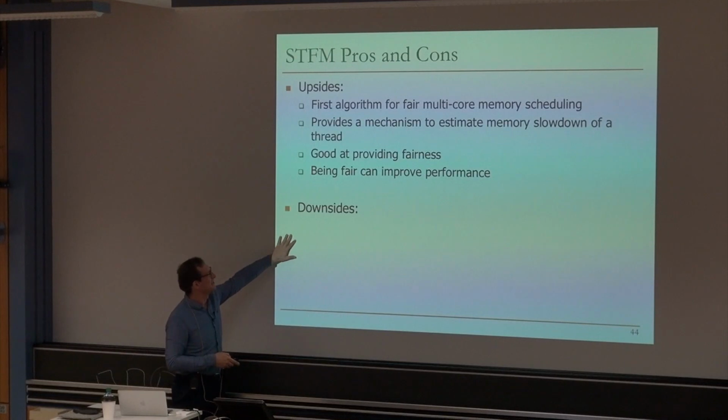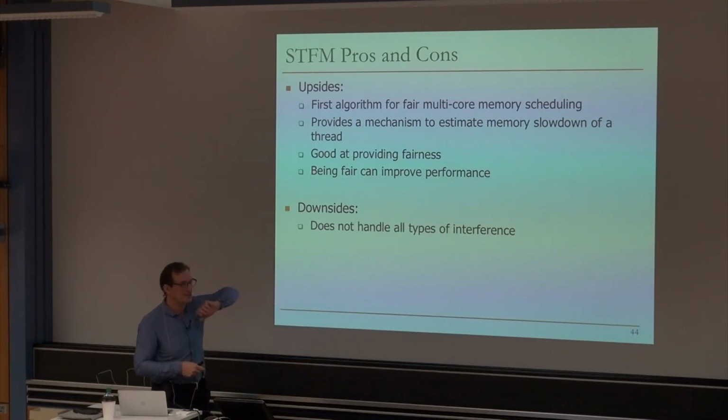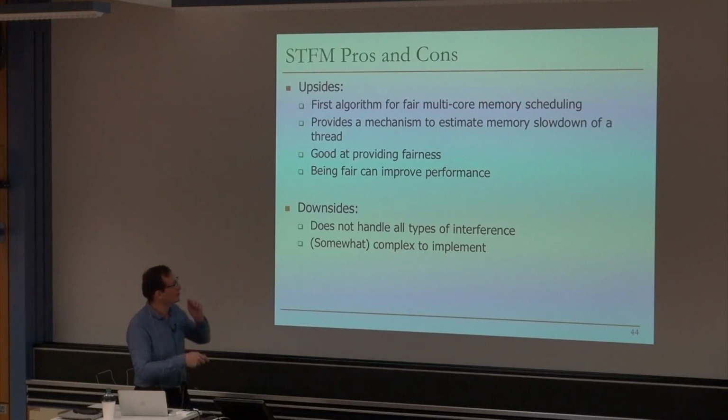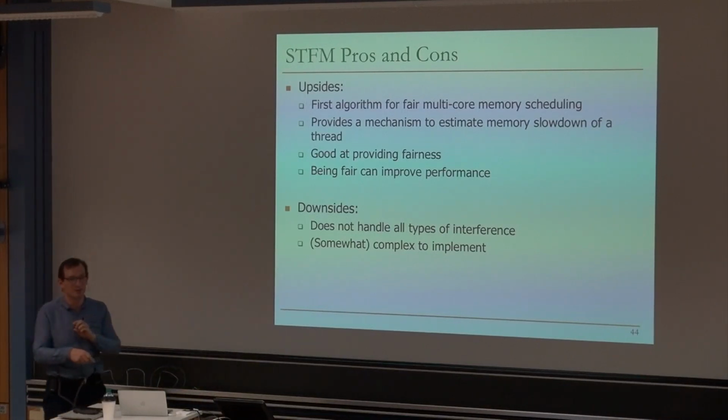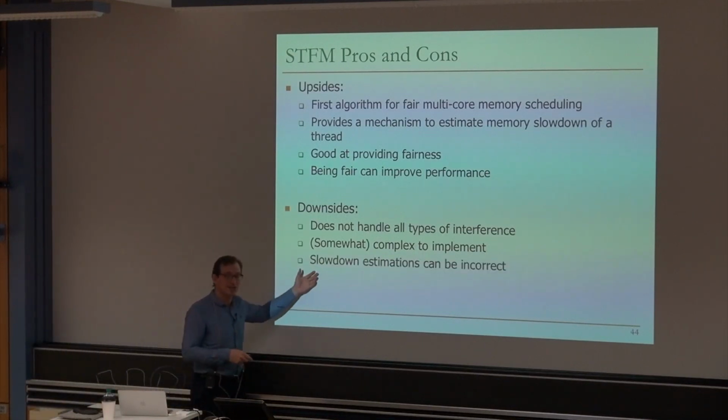Okay, the downsides. This doesn't handle all types of interference. This will become more clear when we discuss the next scheduler. And it's actually complex to implement. It's not easy. The concepts actually influenced a lot of works, but this is not an easy scheduler to implement, really. And slowdown estimations can be incorrect.